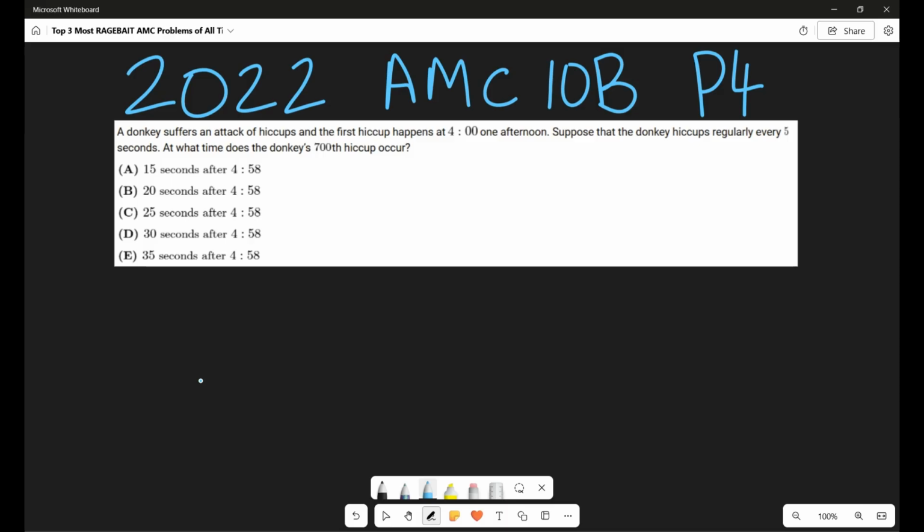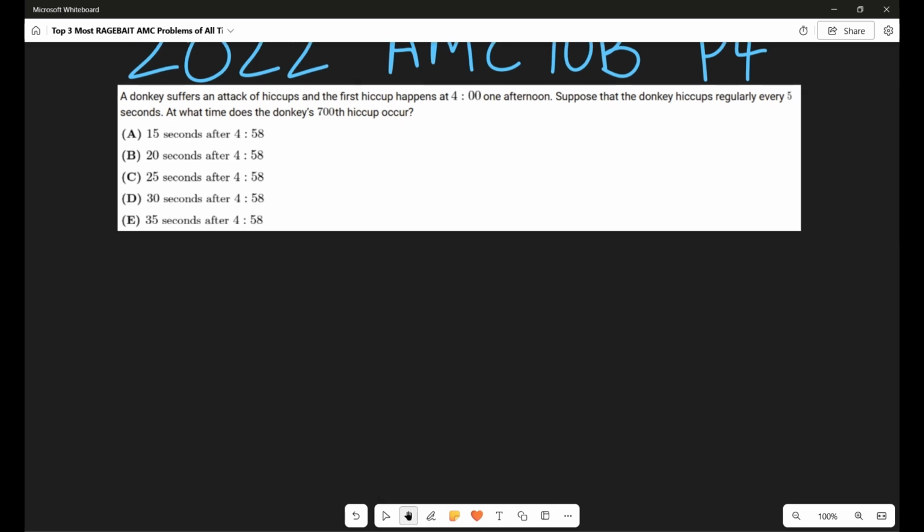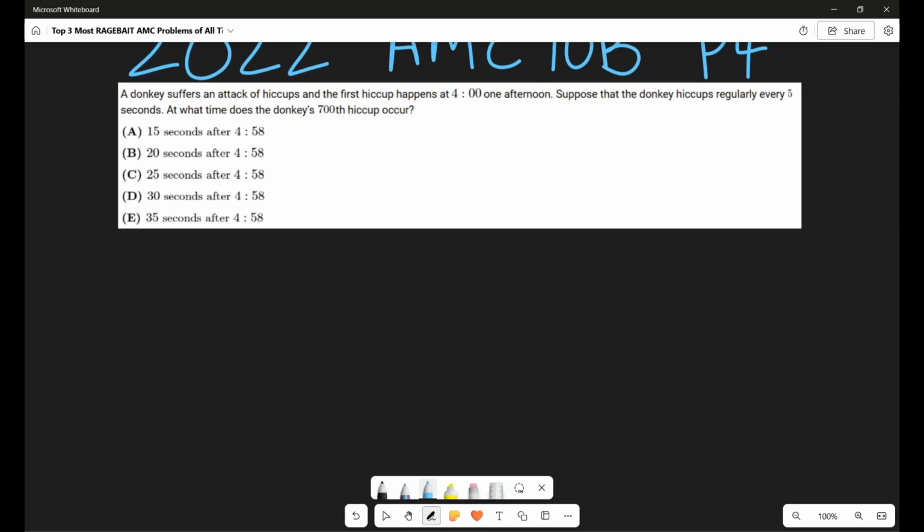Now, this problem isn't necessarily difficult. It's just that when you're in the test, it makes you second guess yourself a bunch. So let's try solving this. Well, we know the first hiccup happens at 4 o'clock, so the first hiccup doesn't happen after 4 o'clock, it happens at 4 o'clock.